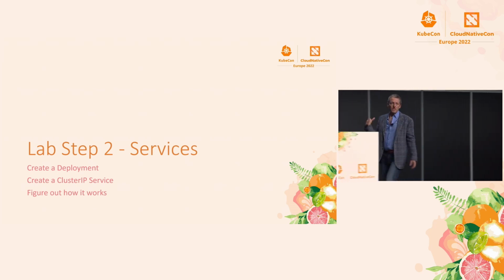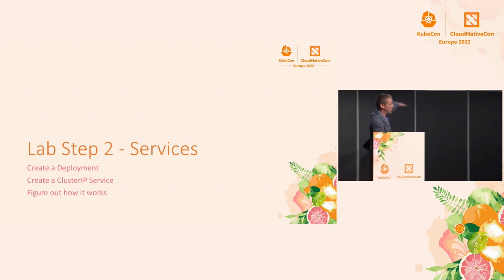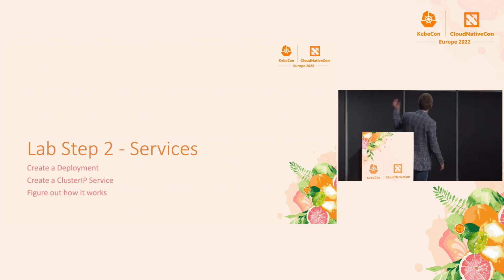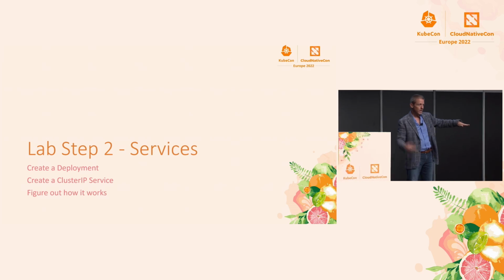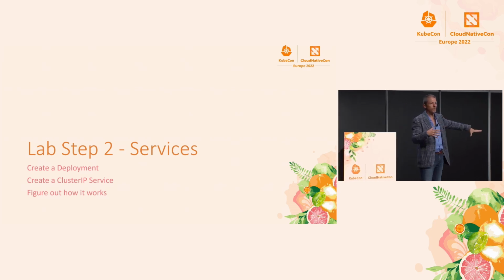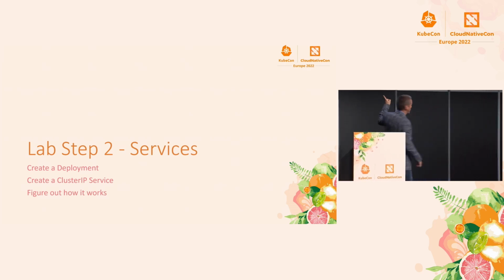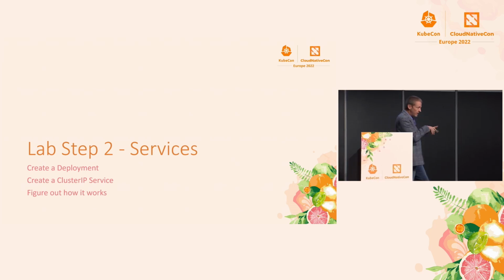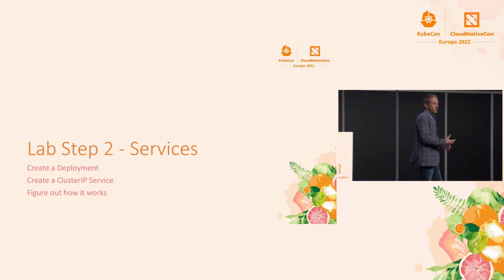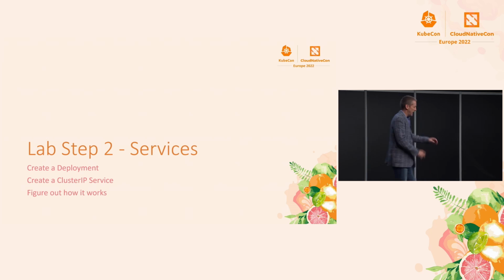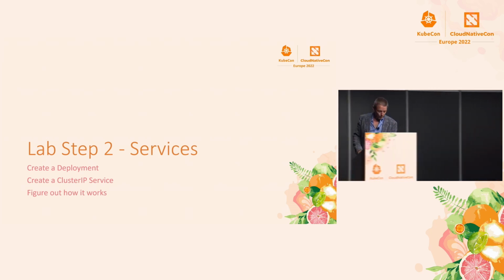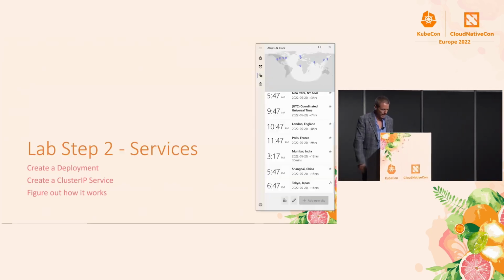All right, so lab step 2. We're going to create a deployment, which is going to have several pods. We're going to create a cluster IP service. We're going to connect to the service, see the traffic reach the deployment, and come back. And then we're going to figure out how it works. We're going to get under the covers, look at the IP tables, poke around a little bit, and see how things are happening.